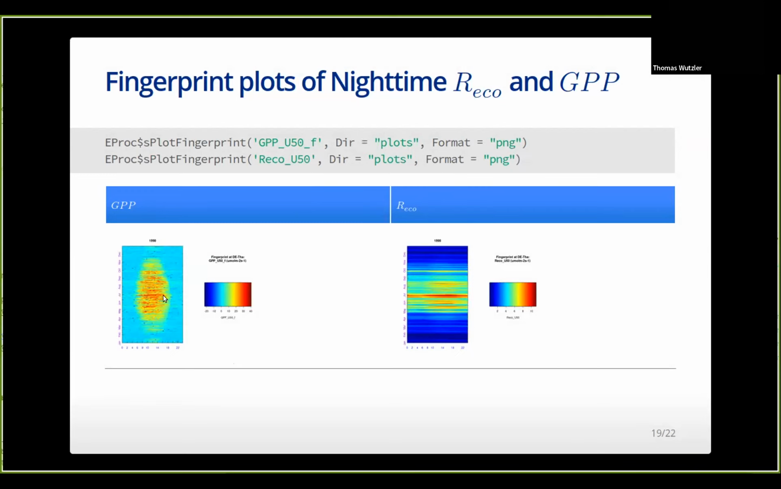Of course, you can also produce a fingerprint plot here. So the GPP looks quite similar to the NEE, it changes fine, and the Reco is more like it changes throughout the years and not so much throughout the day.